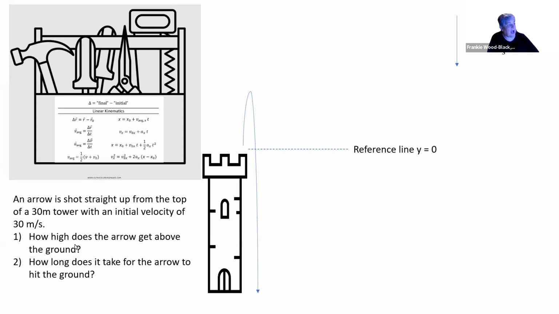So we want to know, how high does the arrow get above the ground? And be very careful about how we've worded that question. How high does the arrow get above the ground? And how long does it take for the arrow to hit the ground? So that's our problem that we've got. We've got our castle. We're going to work on that, and we are going to work the problem here.